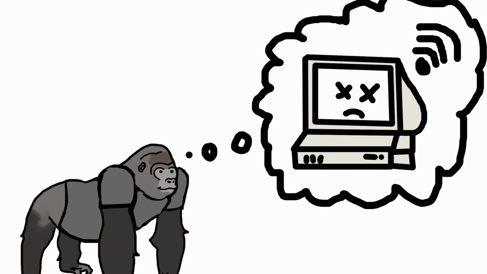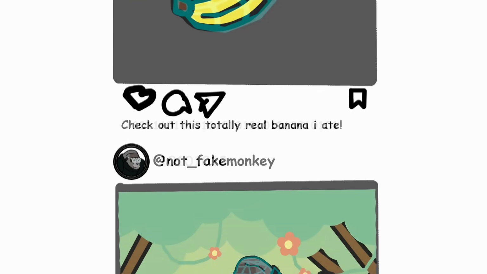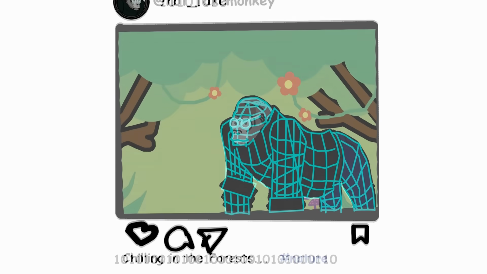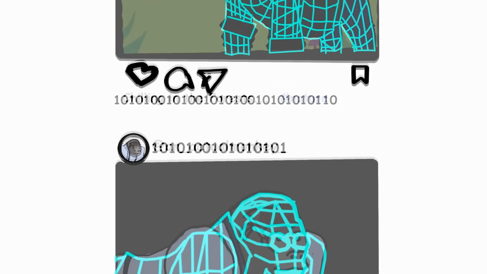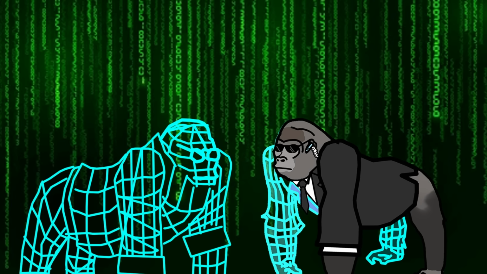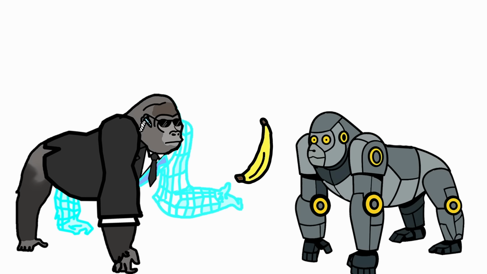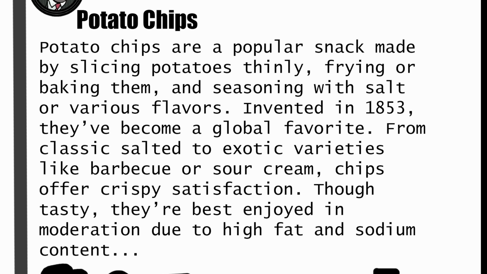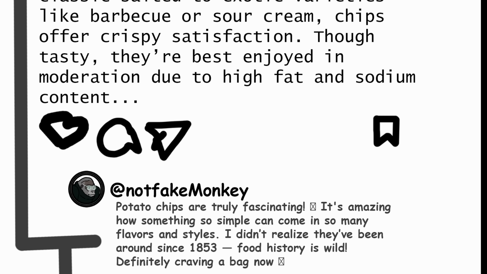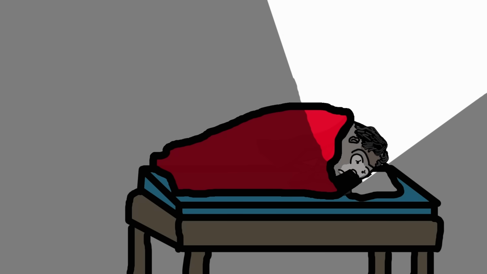Some monkeys believe that most of the internet is now fake. Fake users, fake posts, fake trends, all generated by accounts run by AI monkeys. It's just AI monkeys talking to one another, selling bananas to bots, writing articles no real monkey reads, leaving comments no real monkey wrote. And Neo?